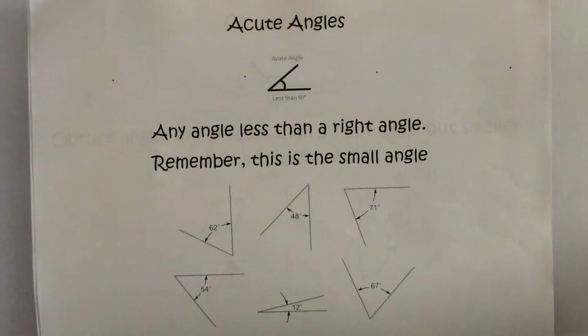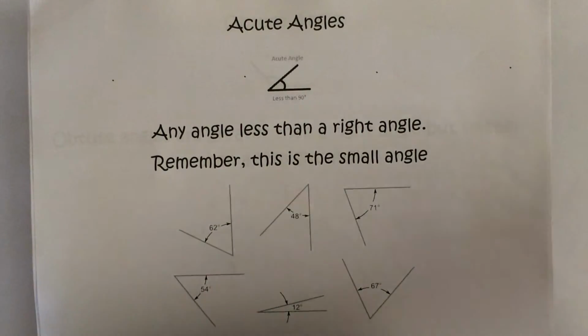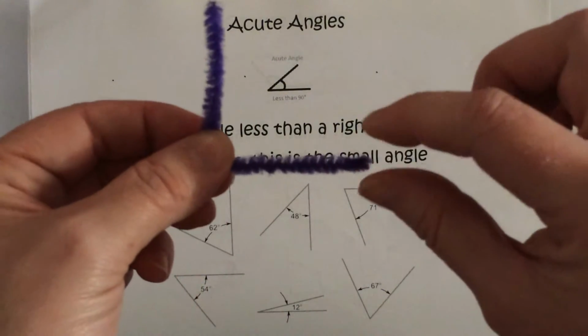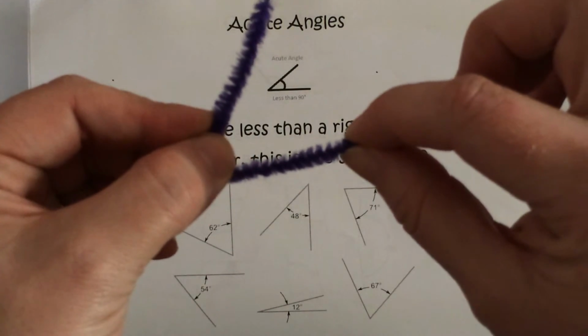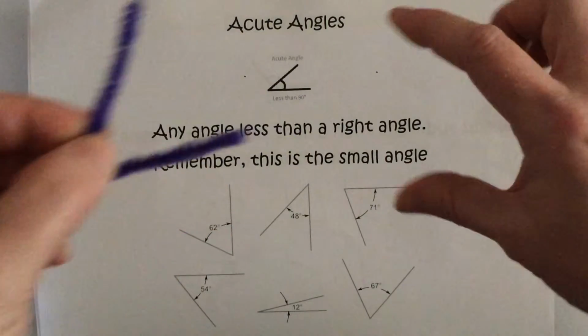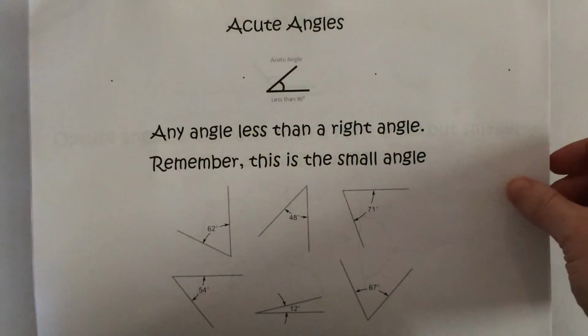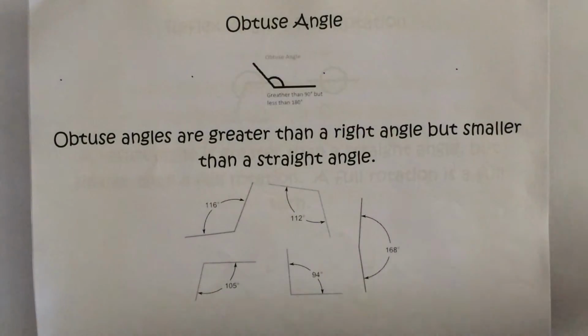Next, moving on to our acute angle, which is the small angle. So if we have our right angle here, an acute angle is defined as anything smaller than a right angle. So this is an acute angle, this is an acute angle, and these here are examples of more acute angles.